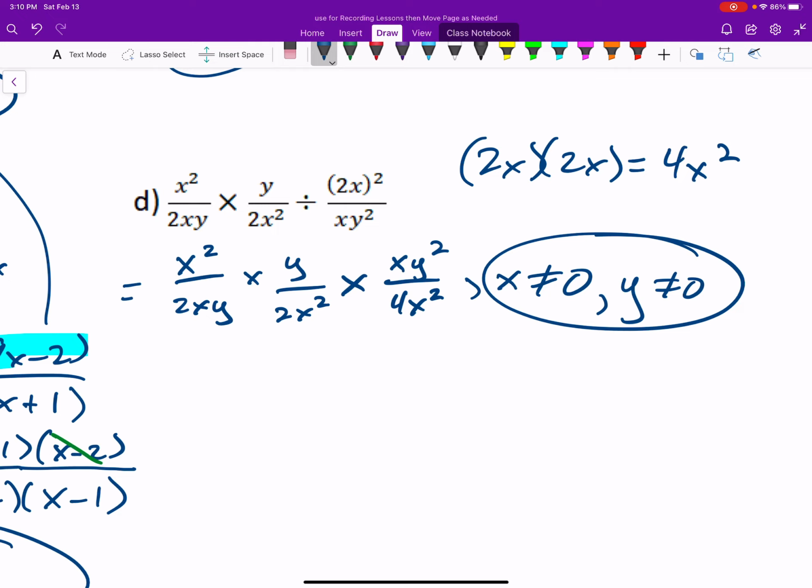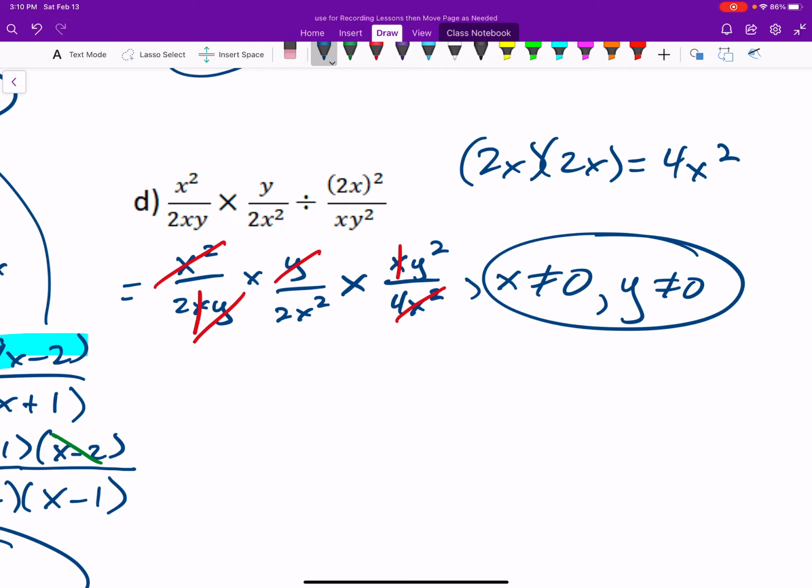And then as far as reducing goes, anything on the top with anything on the bottom, right? So I could reduce x squared and x squared. I could reduce y and y. There's no more y's on the bottom. There's no more x's. Oh, there is another x on the top. I could reduce x with one of the x's, maybe just this one here. So now there's no more x's or y's. No more y's on the bottom, no more x's on the top. So there's nothing left to reduce.